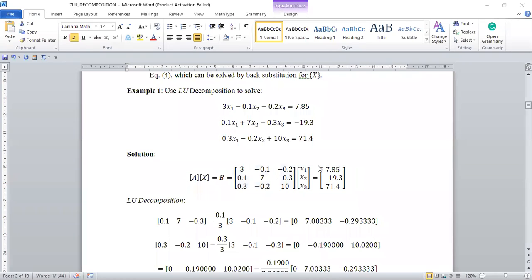Okay. So that's the advantage of the LU decomposition method. So let me refer you to an example in the textbook. Let me share my screen.